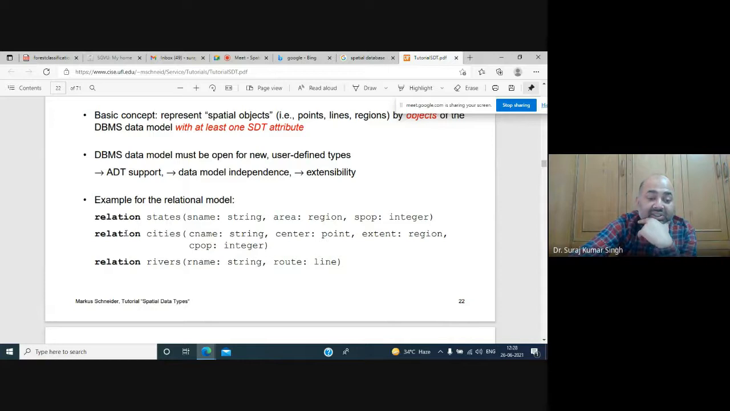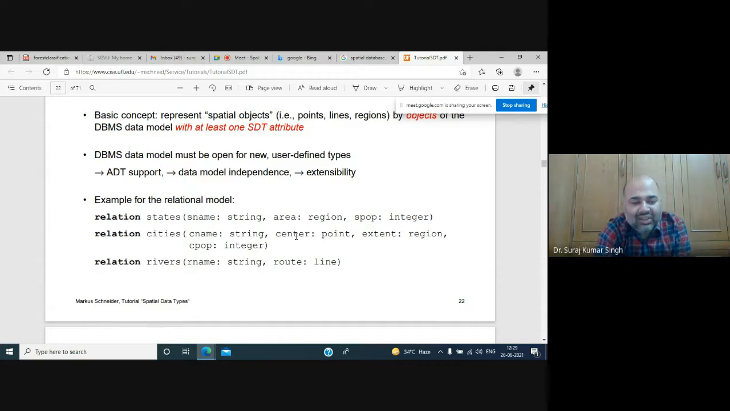Then the relation cities, where state is related to cities. The city name will be a string. String means alphabets. Center means, when we are talking about cities, they are point locations, so the center will be a point. Then the extension, the area, will be in the form of a region. And finally, the total population will be in the form of numbers. Numbers are integers.